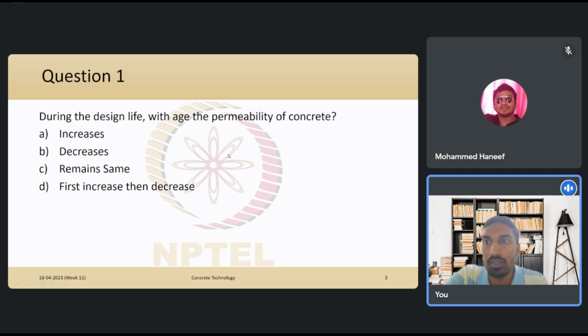The first question is: with the age of the concrete during its design life, what happens to the concrete's permeability with age? The options are: it increases, it decreases, it remains the same, or it first increases and then decreases. Okay, the poll is launched.